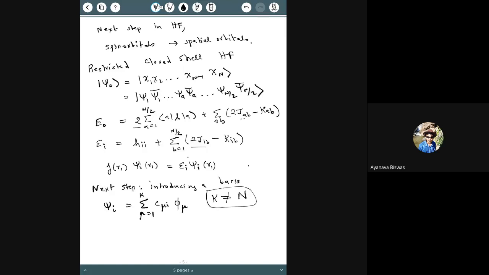So if I have k basis functions and I use this expansion in my Hartree equation, then my Hartree equation becomes F_mu nu C_nu i equal to epsilon_i. This is still the same energy of the molecular orbital. So i is the molecular orbital index. And mu and nu are the basis function indices. C_nu i.